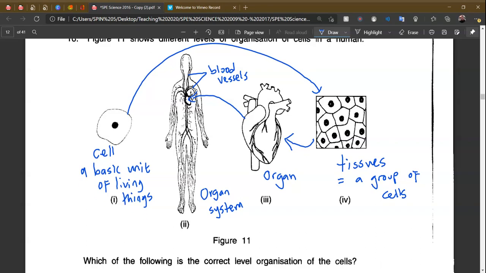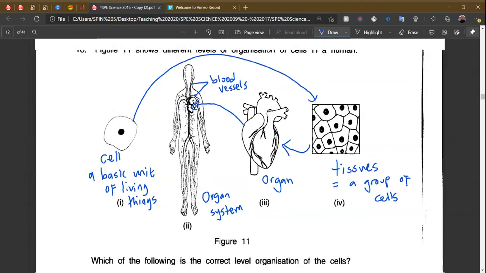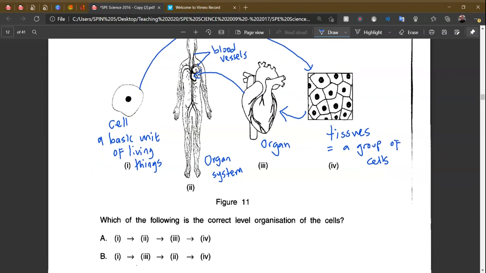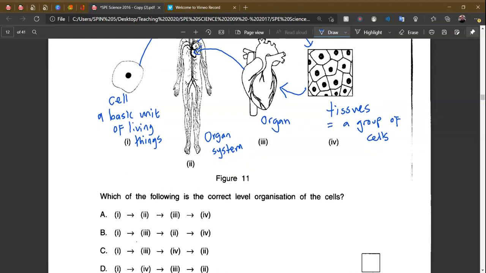And every organism will have all of these. So if you arrange in complexity, it will always start with number 1, followed by number 4, which is tissue. So you can see that this one is out, and therefore the answer is clearly D. And then followed by number 3, which is the organ, and number 2, which is the organ system.